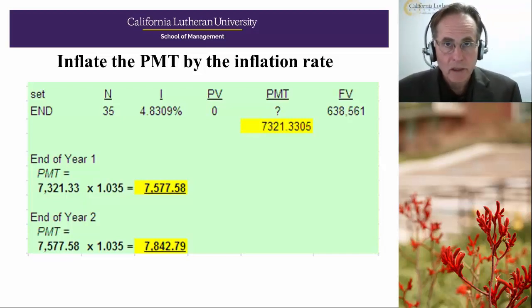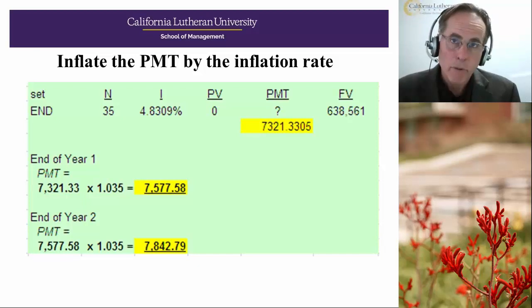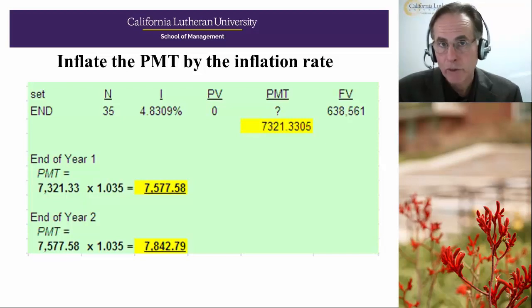The contribution at the end of the second year would then increase again by the cost of inflation. So 5507.58 times 1.035 becomes 5842. And you would follow that process for the next 33 years. Each year, that contribution would increase by 3.5%. So that is the process of doing the serial payment.